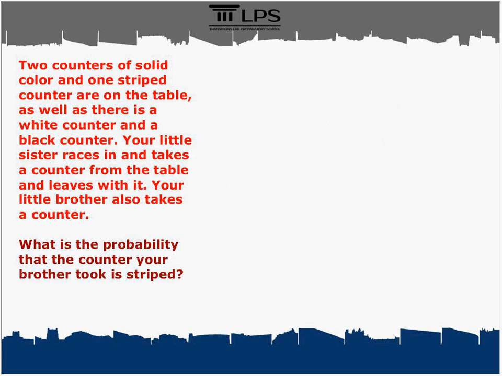Okay. So I write this problem. A solid-colour counter and one striped counter are on the table, as well as another counter and a black counter. Your sister comes in and takes a counter from the table and leaves with it. Your brother also takes a counter. What is the probability that the counter your brother took is striped? Whether this is a with replacement or without replacement case?